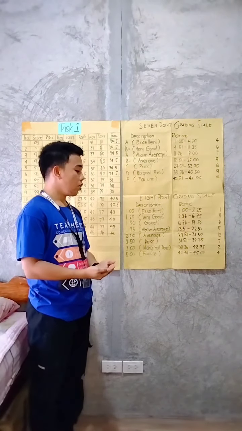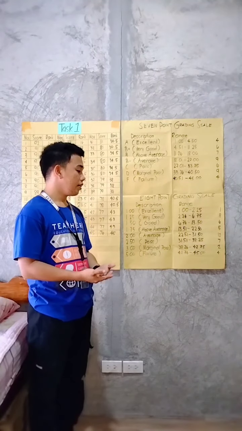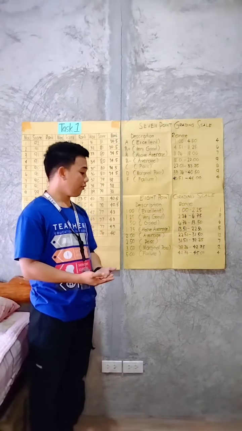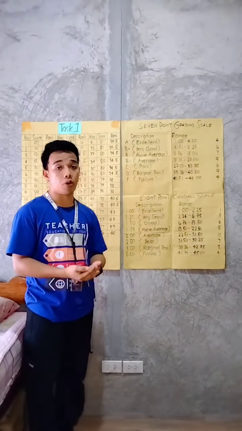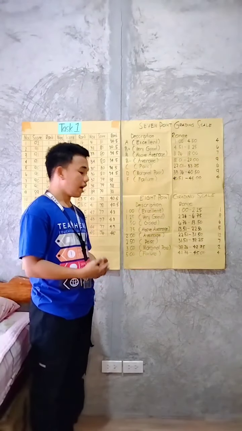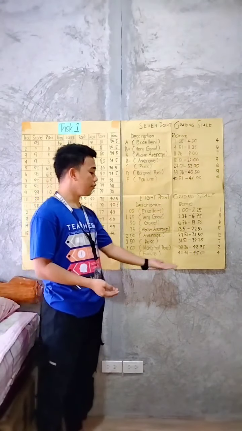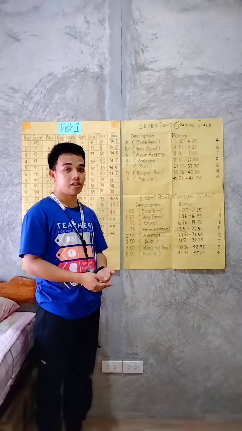For the pass, a range of 31.51 to 38.25. For the marginal pass, a range of 38.26 to 42.75. And for the failure, a range of 42.76 to 45.00.